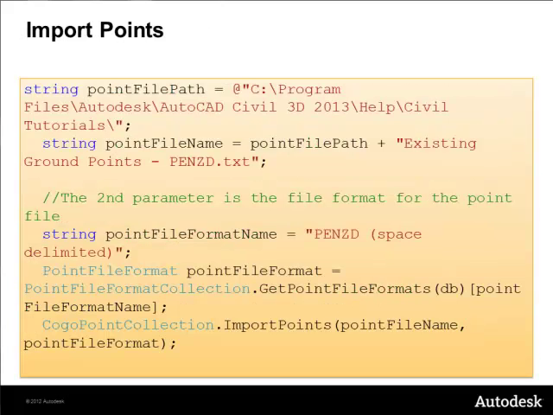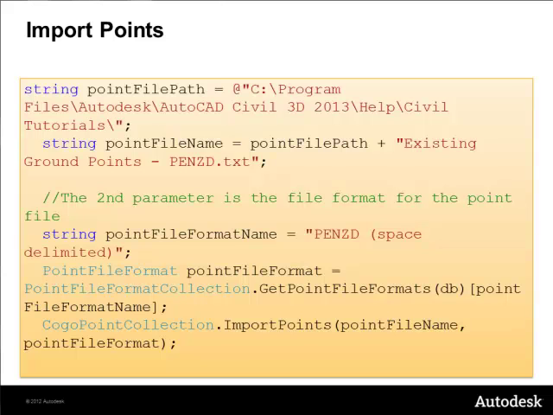The Cogo Point collection class in the Civil 3D 2013 .NET API has an overloaded method, import points, which we can use to import Cogo Points in a DWG file. In this example code snippet, we can see the Cogo Point collection's import points method being used with the point file name and point file format object to import a bunch of points into a DWG file.